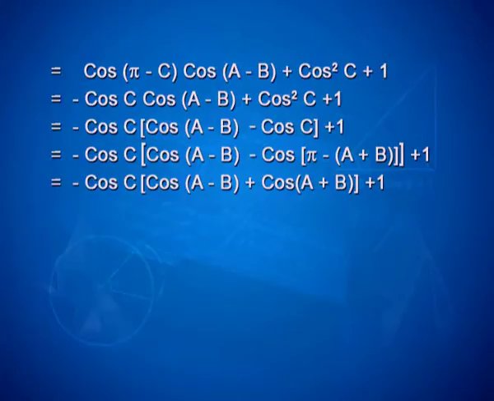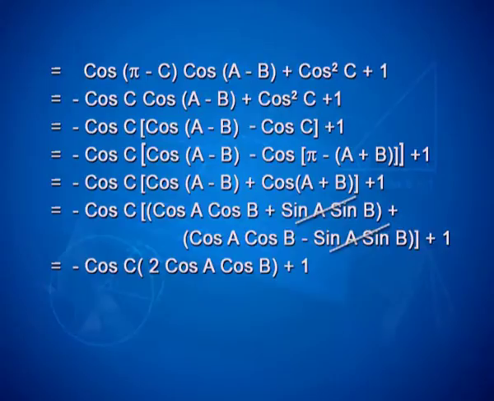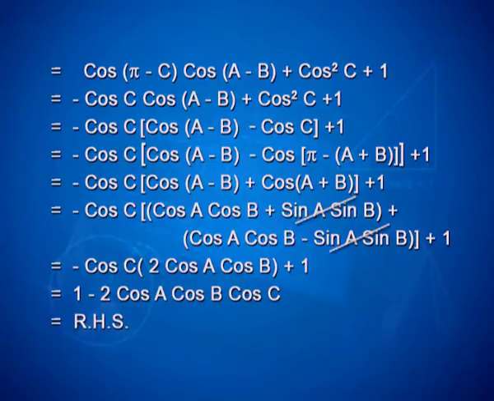On opening the brackets, we can write down this using an identity as minus cos c into cos a cos b plus sin a sin b plus cos a cos b minus sin a sin b plus 1. Again we can see here sin a sin b having opposite signs, they get cancelled, and we get minus cos c into 2 cos a cos b plus 1. That is nothing but 1 minus 2 cos a cos b cos c, that is equal to RHS, hence proved.